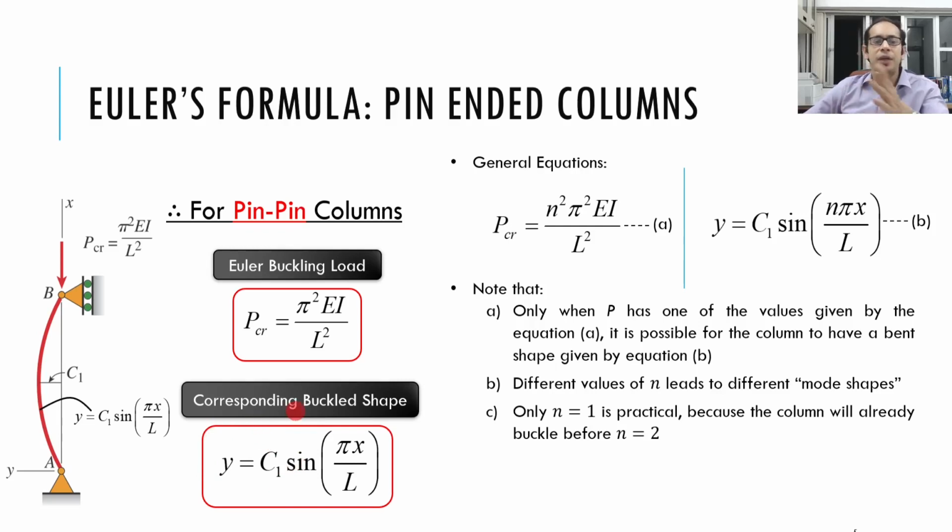Now that we have derived the one for the pin-ended columns, we are going to move ahead. Of course Euler did not stop with just deriving the equation for the pin-ended columns. He looked at other kinds of support conditions as well. For all of these we can derive the equations, but there is a simpler way to do that. Let's take a look at other support conditions. How does this Pcr change depending upon the support conditions of the column?